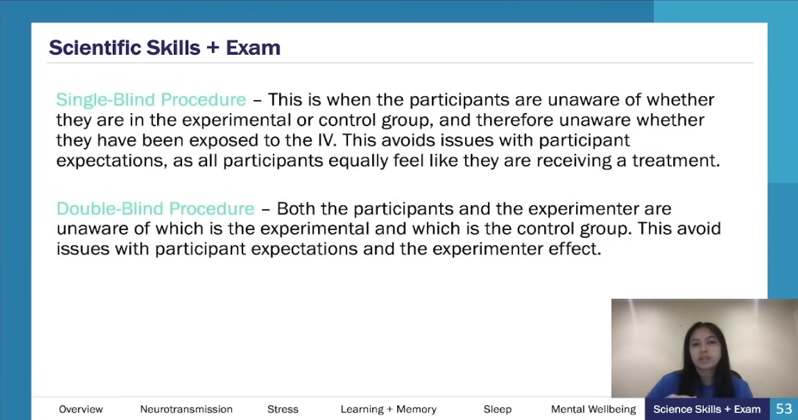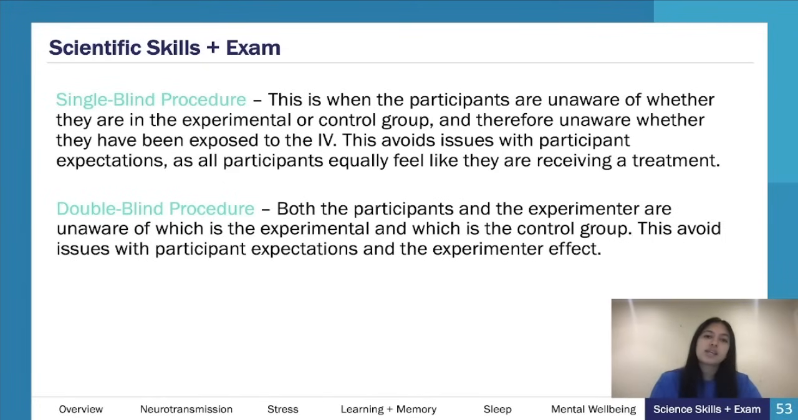Double blind is the goal, in which your participants and your experimenter don't know what condition they're in. They don't know whether they're in the control group or the experimental group. Again, that can diminish participant expectations. It can diminish the bias that both participants and the experimenter may have if they know what group they're in. So if you've got a control group and an experimental group for a drug trial, and you know that you are part of the group receiving the drug, you're expecting to get better. So you may report better symptoms. You may feel better even if you don't.